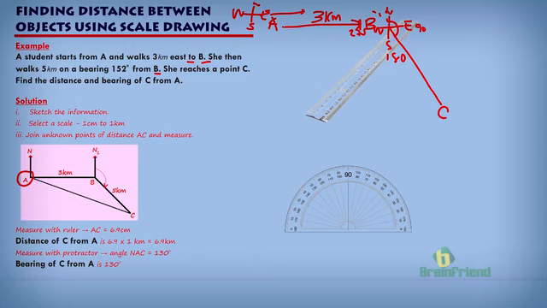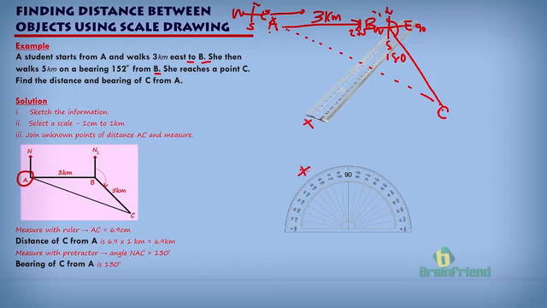The question asks for the distance and the bearing of this C from A. She started from A, moved to B, and then got to C. Now we've been asked to find the distance from C to A. So we draw that line, that distance. We need to find it. We also need to find not just the distance, but the bearing. What is the bearing of our distance from C to A? So, like we said, we'll make use of our ruler and our protractor.